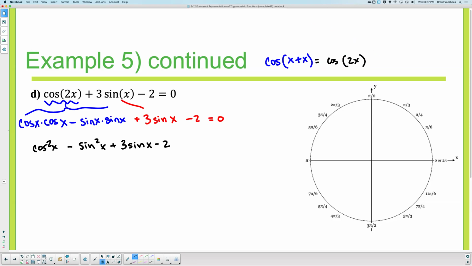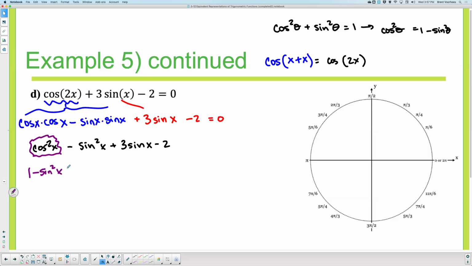Now from the Pythagorean identity, we have that cosine squared theta plus sine squared theta equals 1. You could algebraically rearrange this and find that cosine squared theta is equal to 1 minus sine squared theta. And so that's what I'm going to do here, except I'm going to use the letter x. I'm going to substitute this value right here and say that is 1 minus sine squared x, and I'm going to keep the rest.